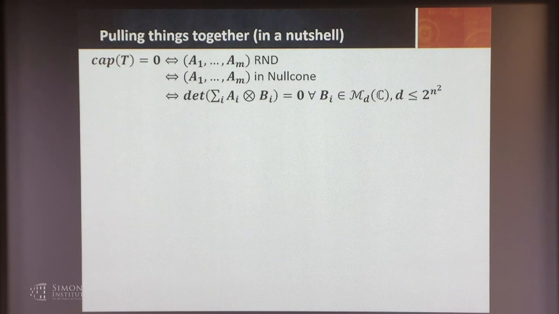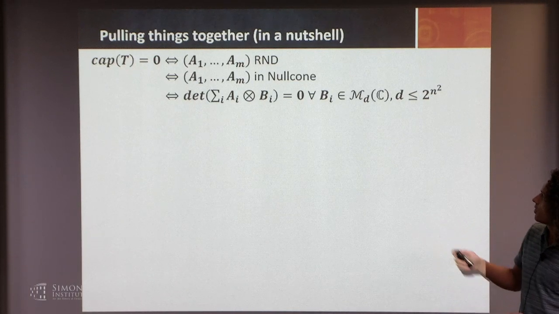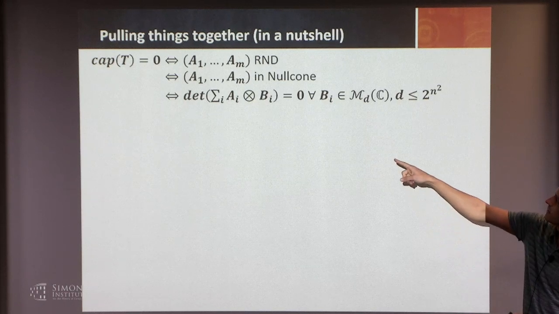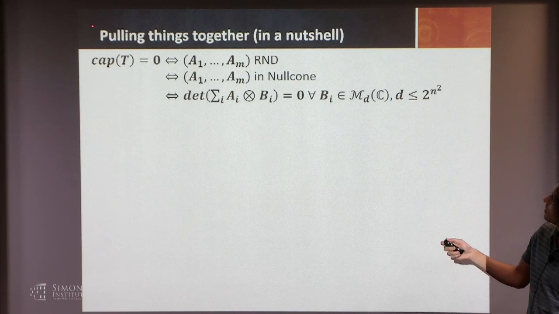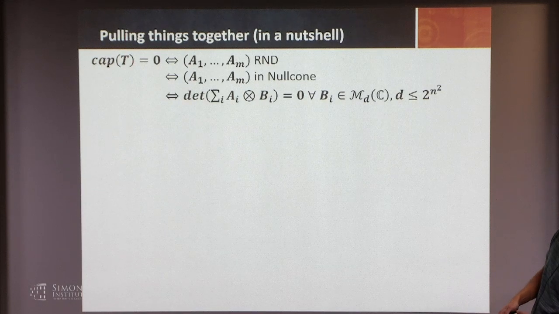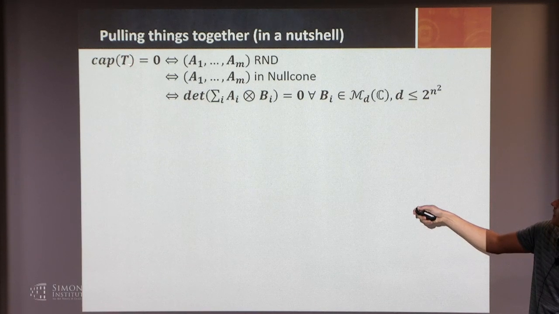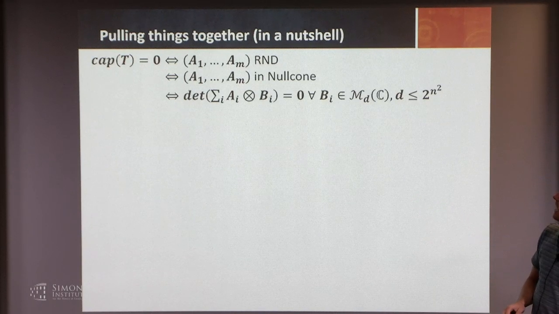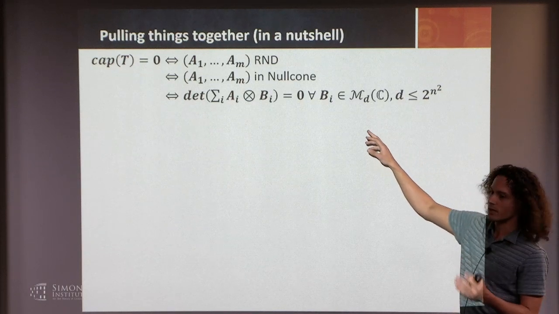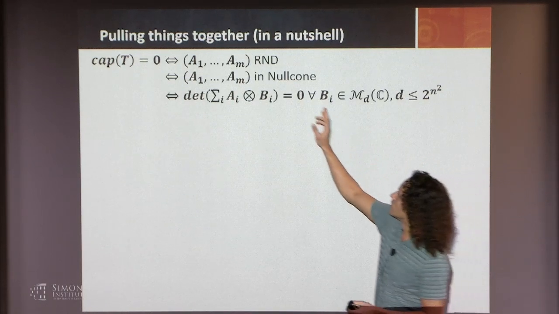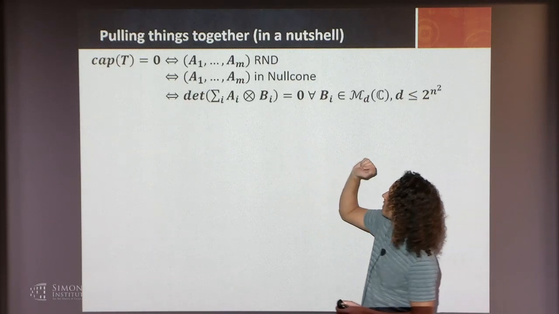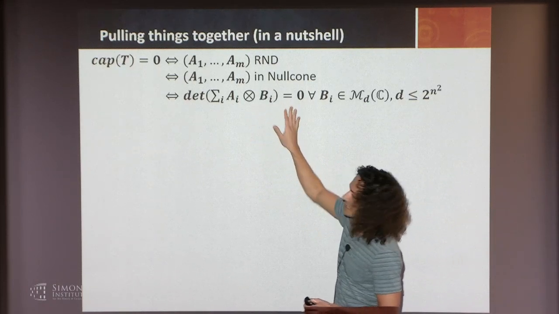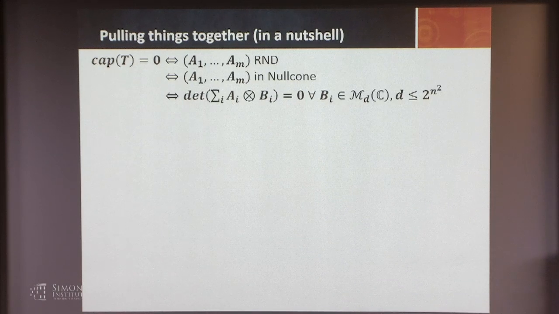Okay, so now if we put things together in a nutshell, how do we analyze this algorithm? We have our operator T. Let's negate everything. Capacity is different from zero if and only if my matrices are rank non-decreasing, which means they are not in the null cone. That means there is a D such that this determinant is different from zero, so I have an invertible matrix, and I can find these B's very nicely.